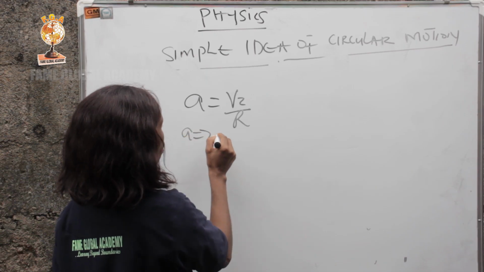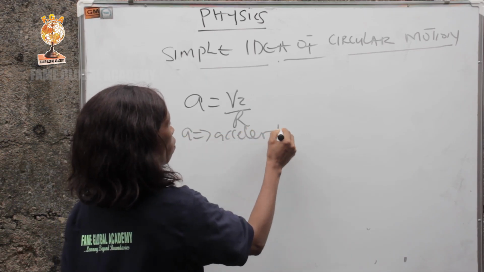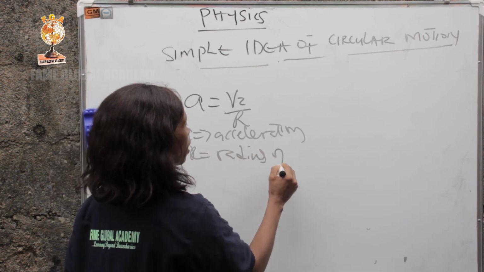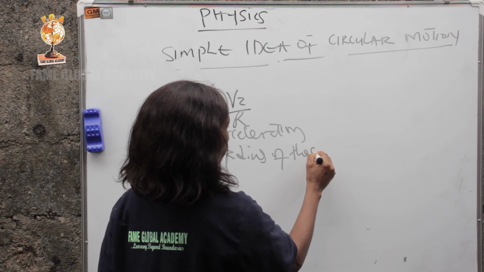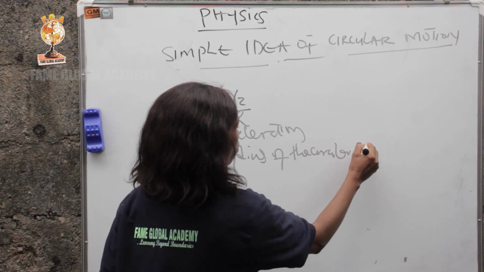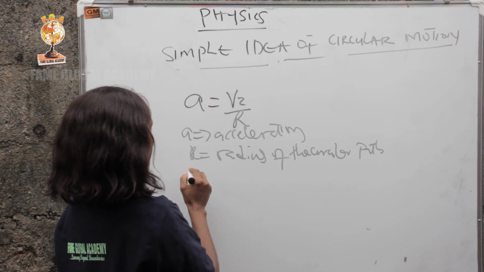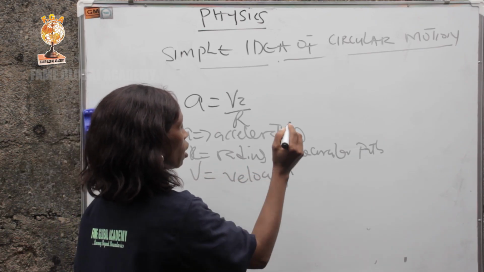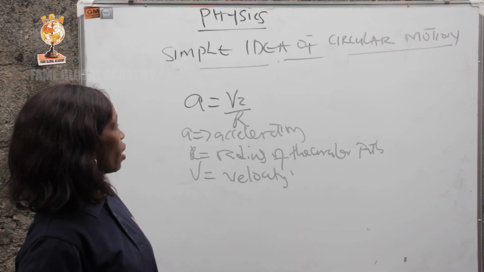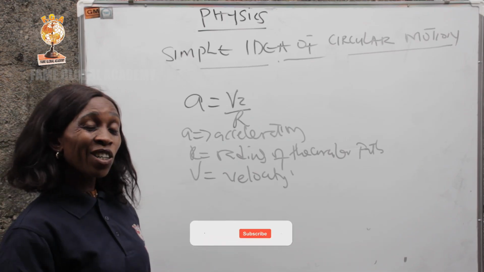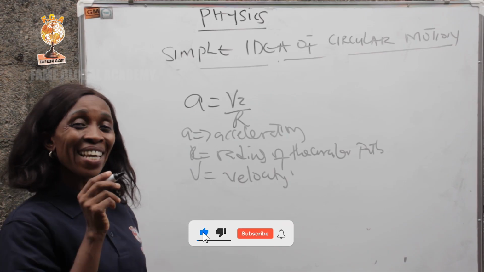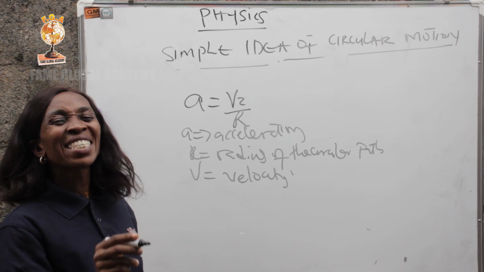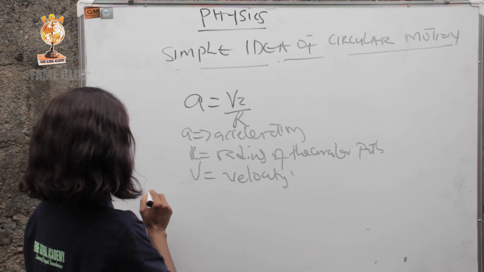Now, a is acceleration, r is the radius of the circular path, and v is the velocity. Now, the acceleration is directed towards the center of the circular path, and that's what we call the centripetal force.